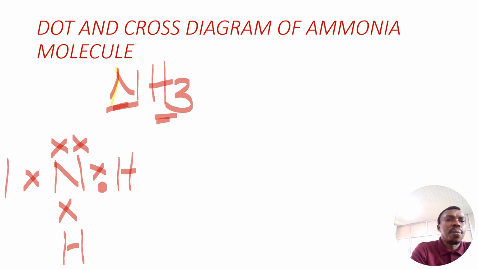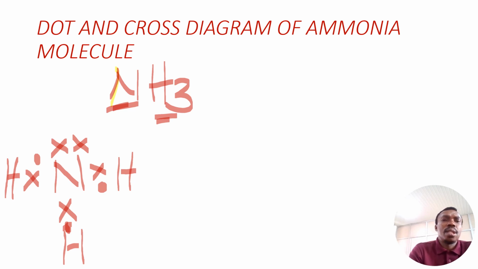Hydrogen will pair up, share 1 electron with nitrogen. So if you look, each of the atoms has attained its noble gas configuration. Nitrogen has completed the octet state. You have a dot and cross, which is 1, 2, 3, 4, 5, 6, 7, 8. Hydrogen has completed the duplet, 1, 2, 1, 2, 1, 2.